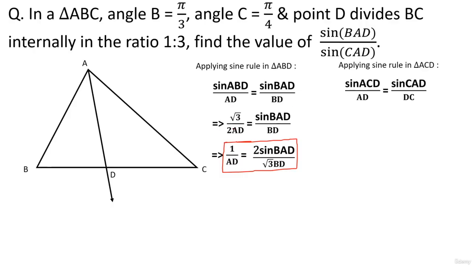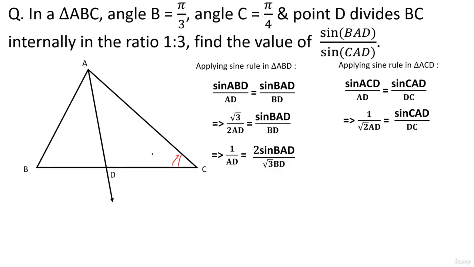Okay, again, we apply the same sine rule in triangle ACD now. In triangle ACD, guys, again, we have same thing, sine of angle ACD upon side AD. Okay, this will be equal to sine of angle CAD, this angle, divided by side CD, right? Okay, so sine of angle ACD, ACD question में कितना दिया है, guys?